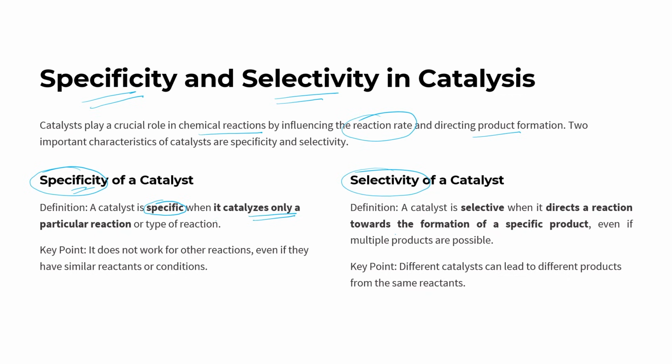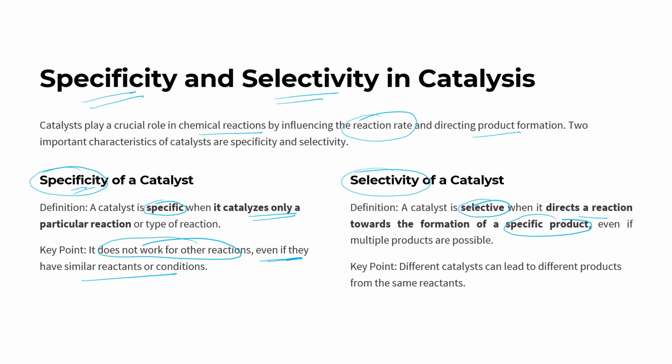So if a catalyst catalyzes only a particular reaction or a type of reaction, then such a catalyst is called a specific catalyst. Mind well that such catalysts do not work for other reactions even if they are similar reactions or there are similar reaction conditions. They are not going to work. On the other hand, what is meant by a selective catalyst? A catalyst is referred to as selective when it directs a reaction to form a specific product.